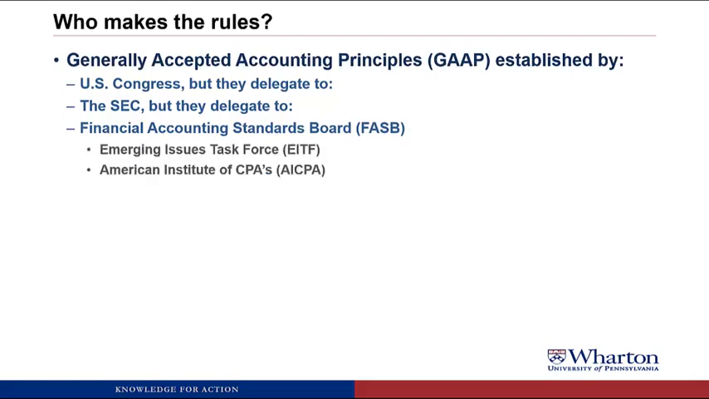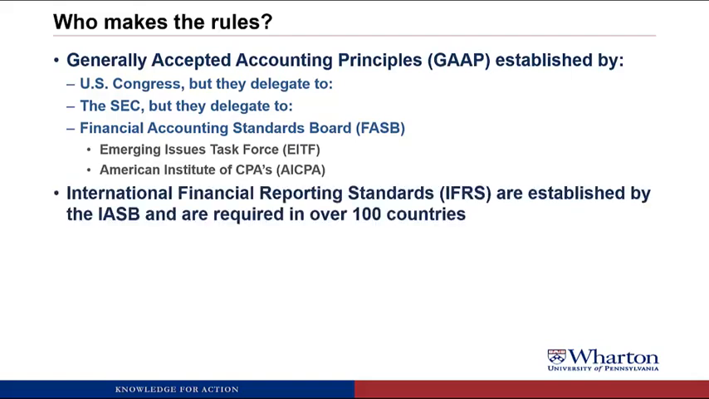Now, sometimes they're even too busy to make all the rules, and so there's an Emerging Issues Task Force and the AICPA that can also have a hand in making accounting rules, or U.S. GAAP. Now, this is just in the U.S. Internationally, there are International Financial Reporting Standards, or IFRS, that are established by the International Accounting Standards Board, or IASB, which is based in London, and are now required in over 100 countries, including all of the EU.